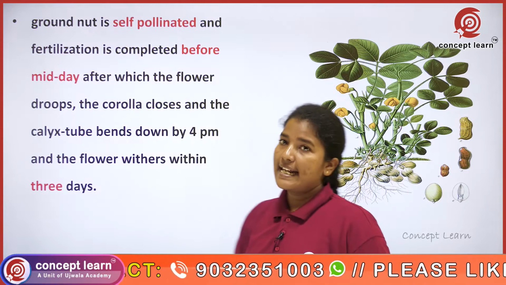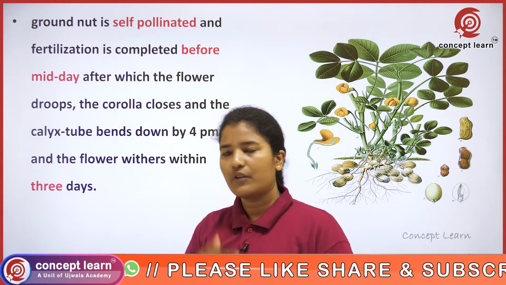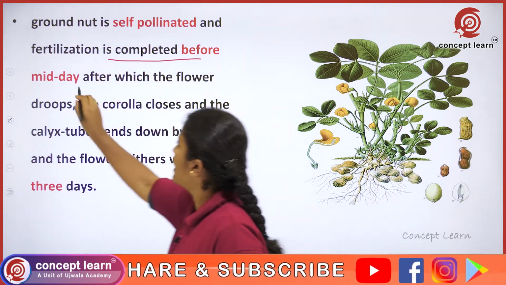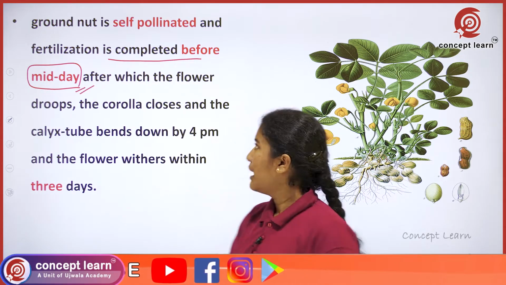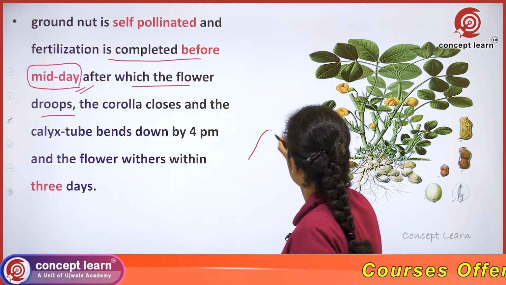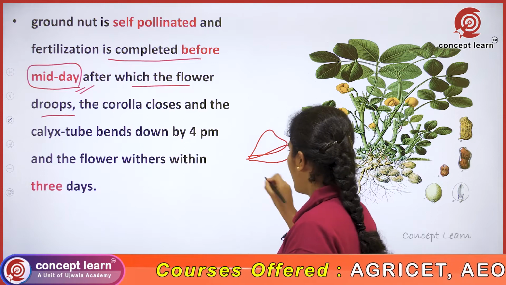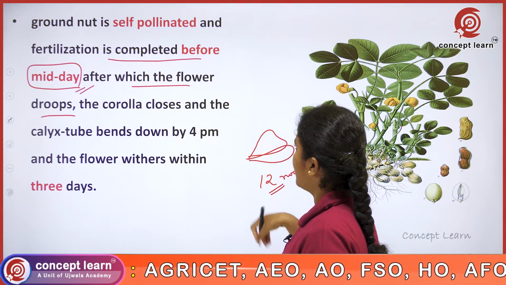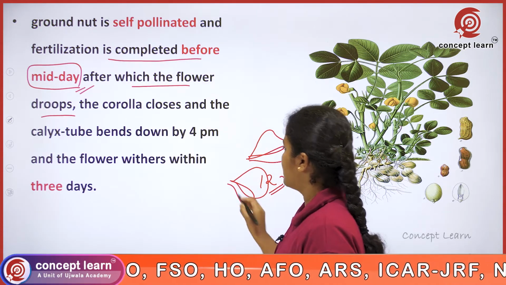And also it is a self-pollinated crop. The fertilization process will be completed in the flower itself, and the fertilization is completed before midday, that is before 12 noon. After that the flower droops, and also the corolla closes the calyx tube.